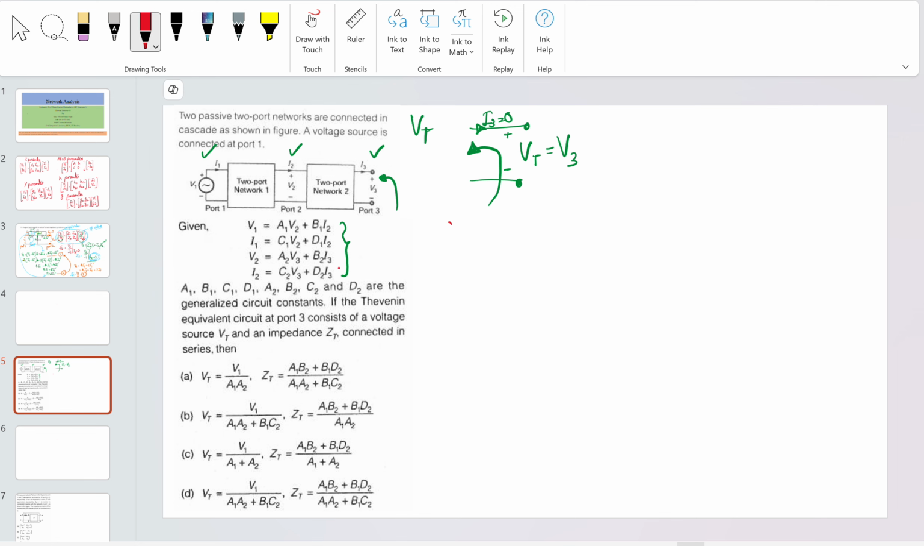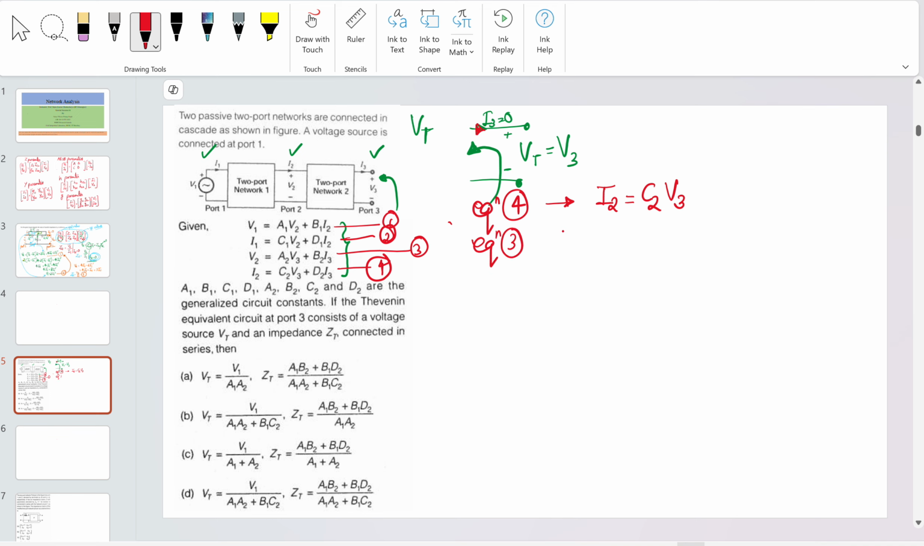If you see these equations, let me call them equation 1, equation 2, equation 3, and equation 4. Let me see equation 4 first. Here I2 becomes equal to C2 times V3, and I3 becomes 0 because for the Thevenin voltage this port is open circuited, so I3 equals 0. What will equation 3 become? Equation 3 becomes V2 equals A2 times V3.